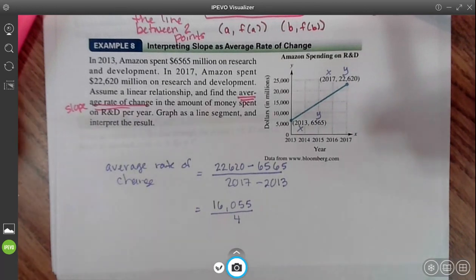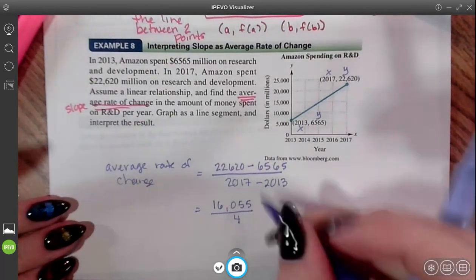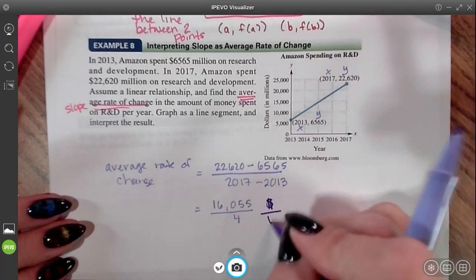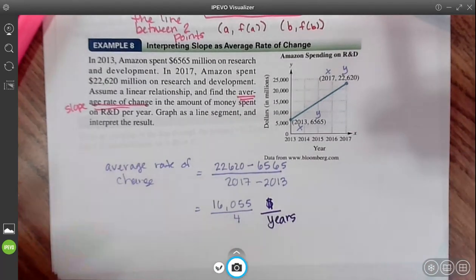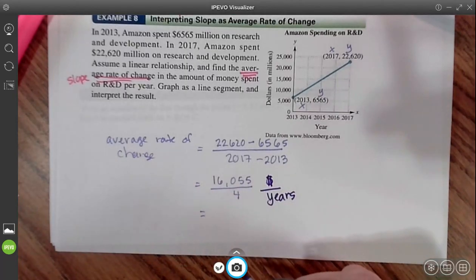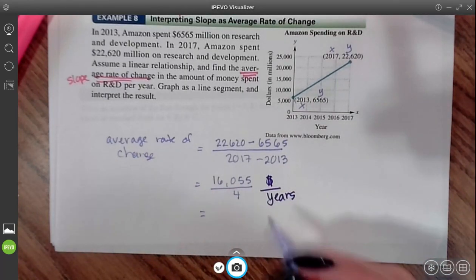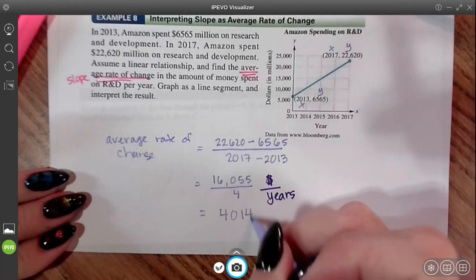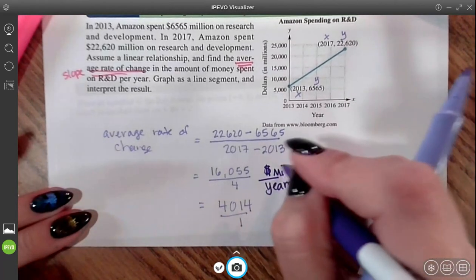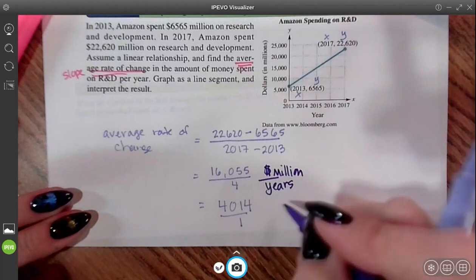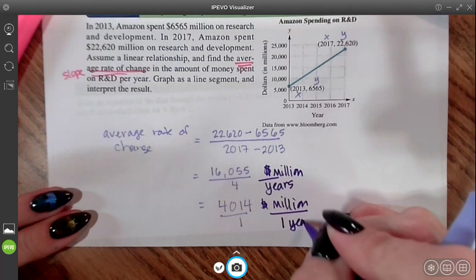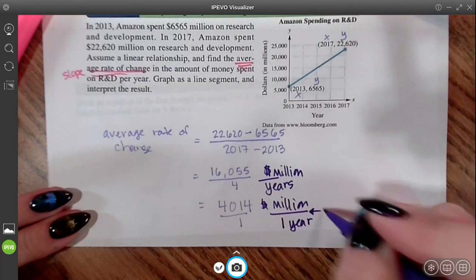Now, I'm going to go ahead and divide those numbers, but before I do that, I want to think about the units that we are measuring these in. The 16,055 is in dollars. The 4 is in years. So when I simplify this fraction, 16,055 divided by 4, I get, if I'm rounding, about 4,014. But it's over 1. So now my units are, well, it's actually $1 million, right? So now my units are $1 million and 1 year.